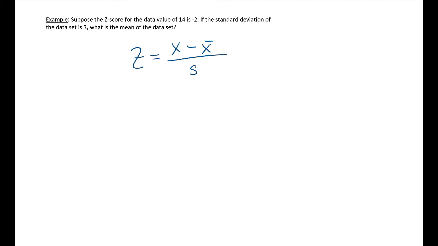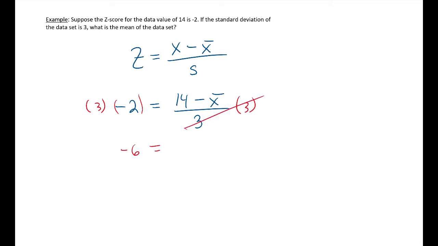We know the z-score is a negative 2. We know the data value is 14. We do not know the mean, but we know that the standard deviation was 3. All right, let's solve for x bar. I'm going to multiply both sides of my equation by that denominator of 3. So 3 times negative 2 is negative 6. On your right side, the 3's are going to cancel, and you're left with 14 minus x bar.